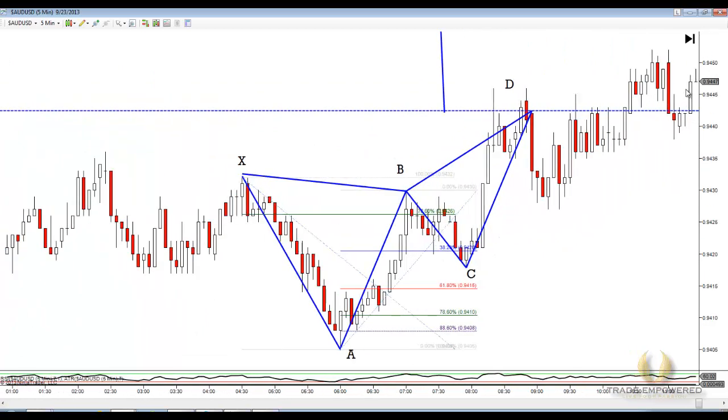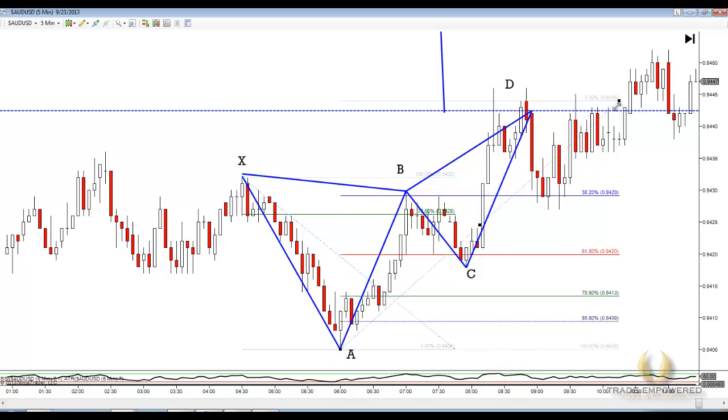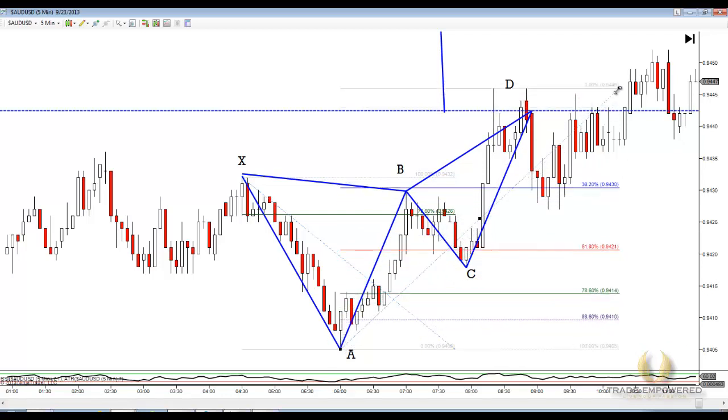But for targets, we're going to take it the same way we do our ABCD pattern completion. So we're going to take a Fibonacci retracement from our A leg all the way to our D leg, and then we're going to roll that up with price action as it spikes higher. And you see we're going to look for our 382 for target one and our 618 for target two.